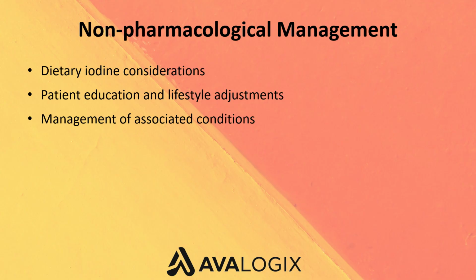Patient education is critical, emphasizing adherence to levothyroxine therapy, recognizing signs of under or overtreatment, and avoiding substances that interfere with absorption. Lifestyle measures include managing cardiovascular risk factors, weight control, and psychological support for mood disturbances.